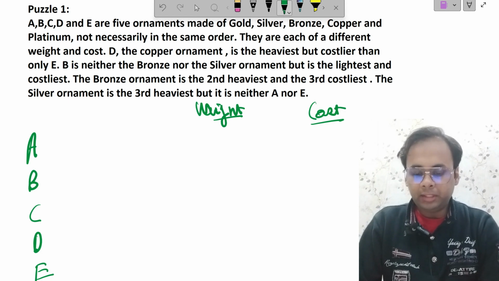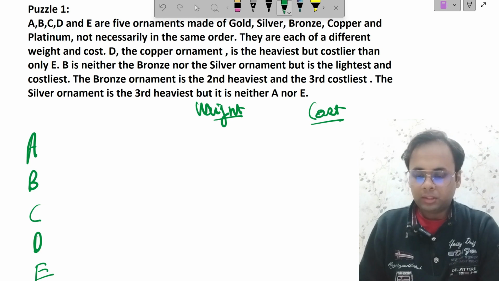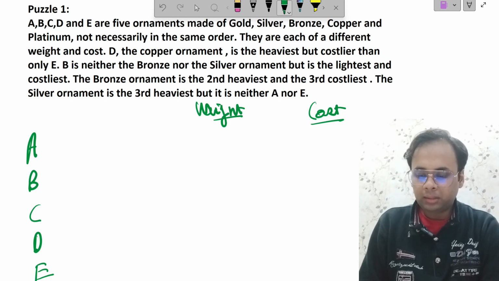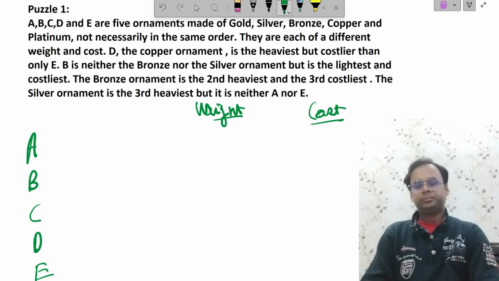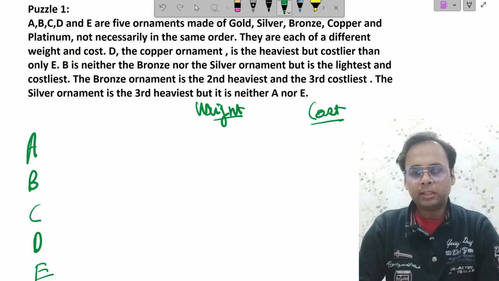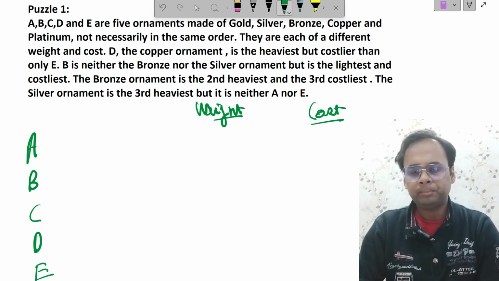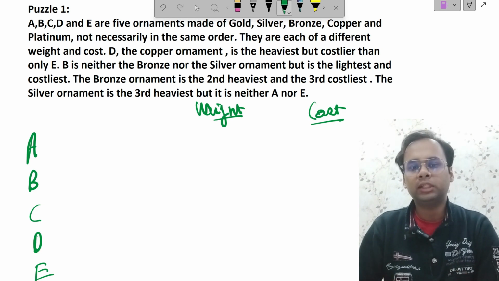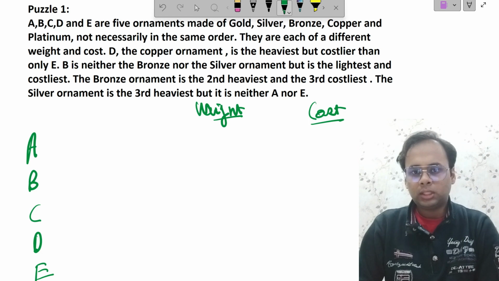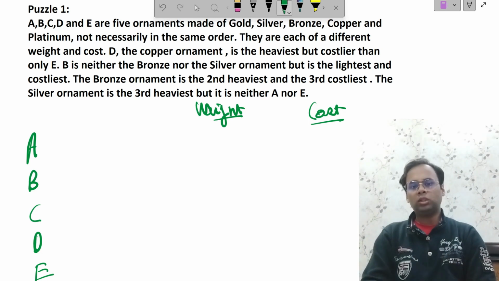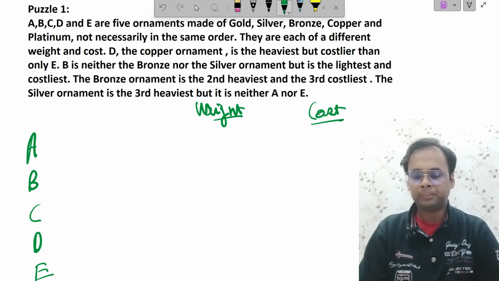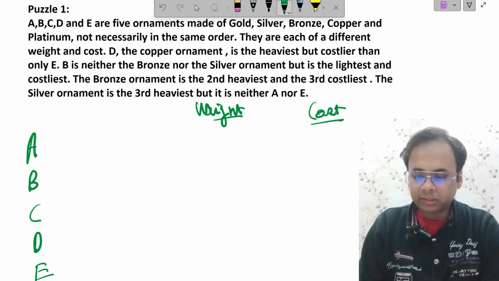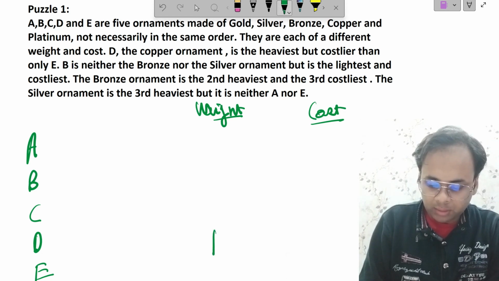D, the copper ornament, is the heaviest but costlier than only E. We will mark them by rankings 1 to 5, where 1 under weight means the heaviest, and 1 under cost means the costliest. If I mark 5 for weight, it is the lightest, and 5 under cost means it is the cheapest. D, the copper ornament, is the heaviest, so under weight I would mention 1.